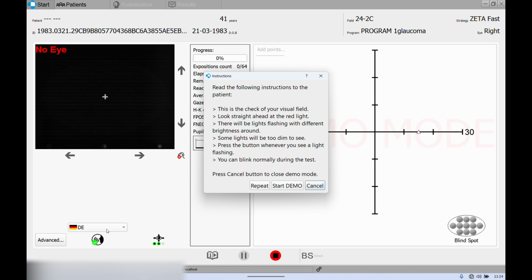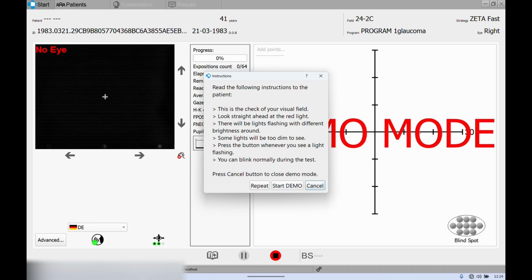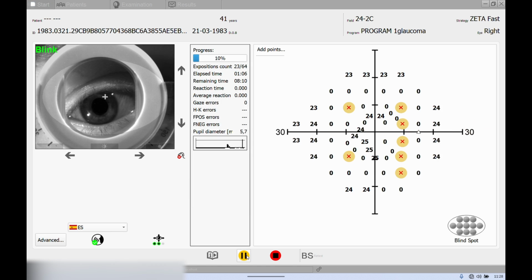Punkte werden Sie nicht sehen können, weil sie zu dunkel sind. And it will also direct the patient if the patient doesn't fixate. Por favor, mire hacia la luz roja.